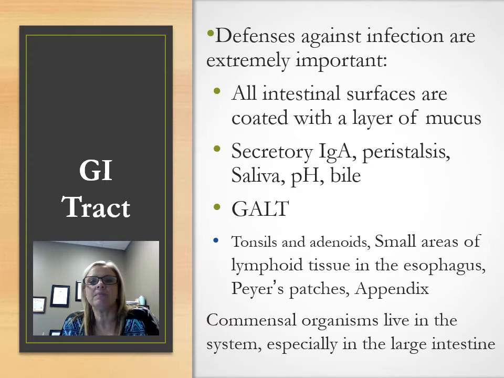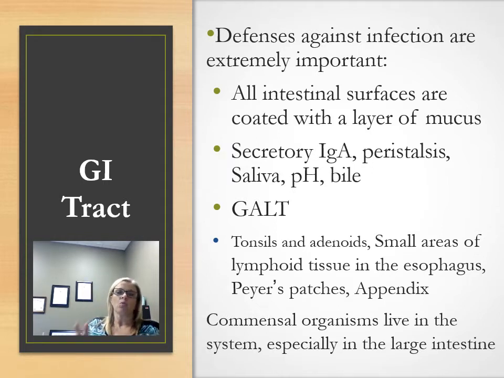So the GI tract has many, many microorganisms and encounters millions of new ones every day. It has many defenses against infection that are very important. All of the intestinal surfaces are lined with a layer of mucus. You have secretory IgA that can be found on most surfaces. You have the muscular walls of the GI tract that keep food and microorganisms moving through the body through the action of peristalsis. You have saliva, which contains lysozyme and lactoferrin. The stomach fluid is going to be very acidic, so that's antimicrobial.